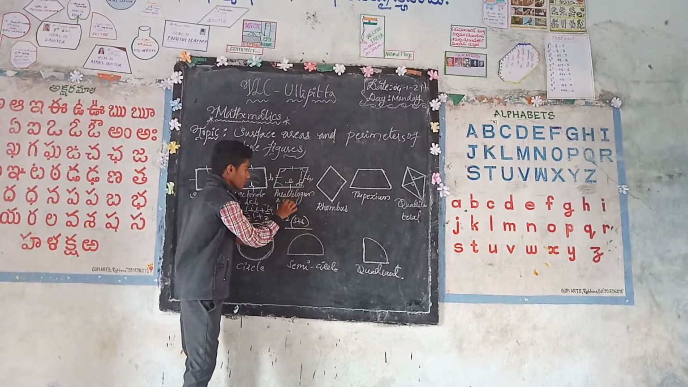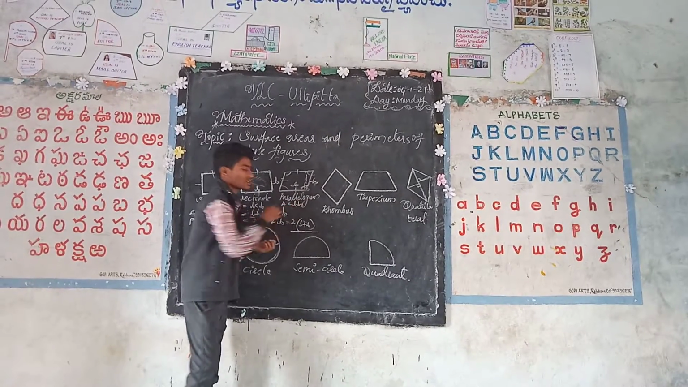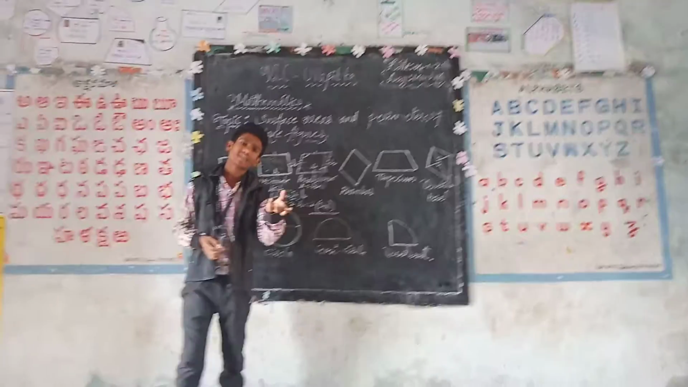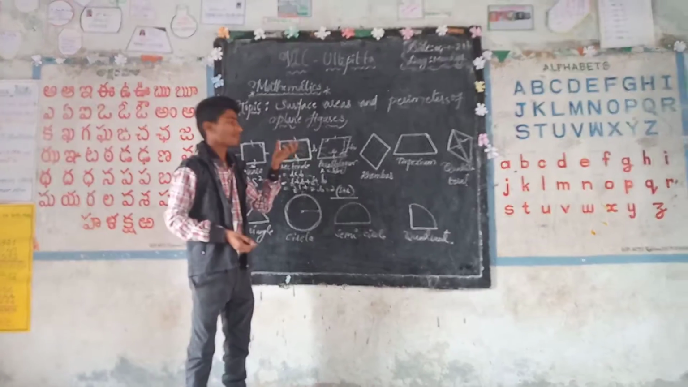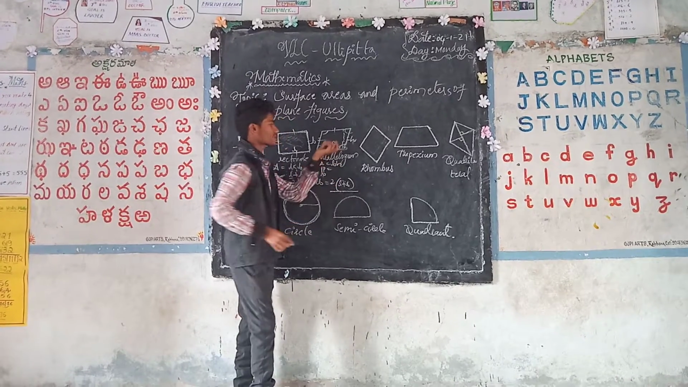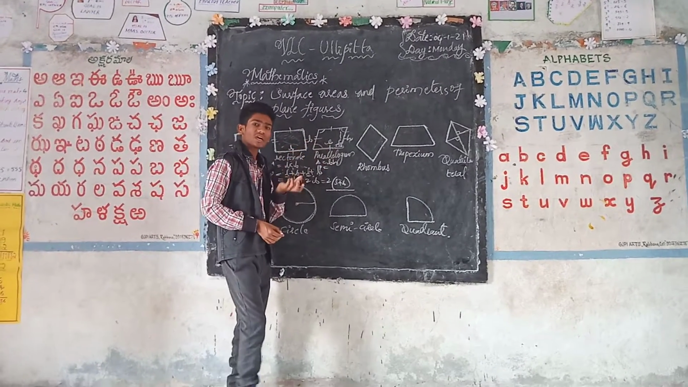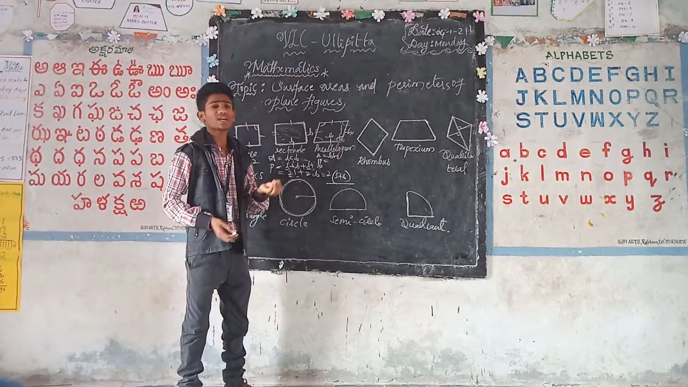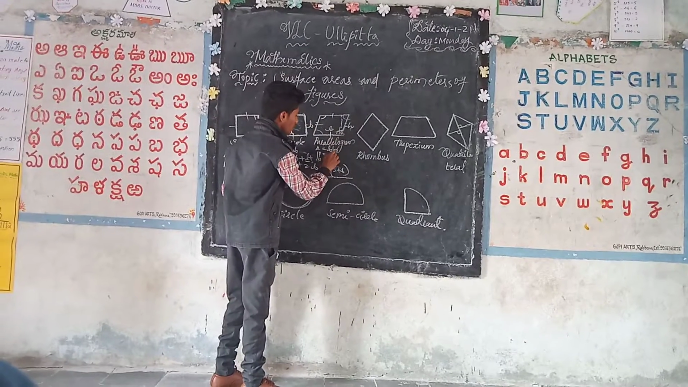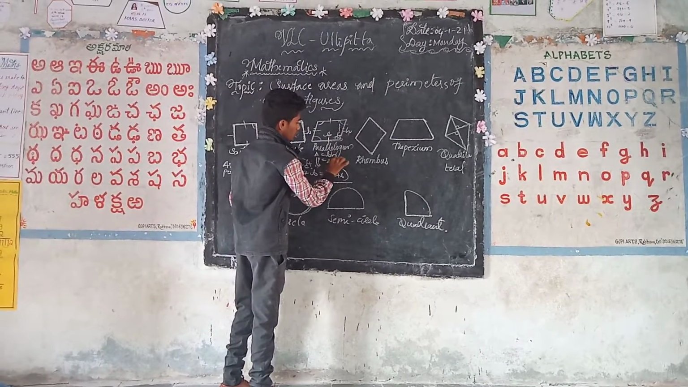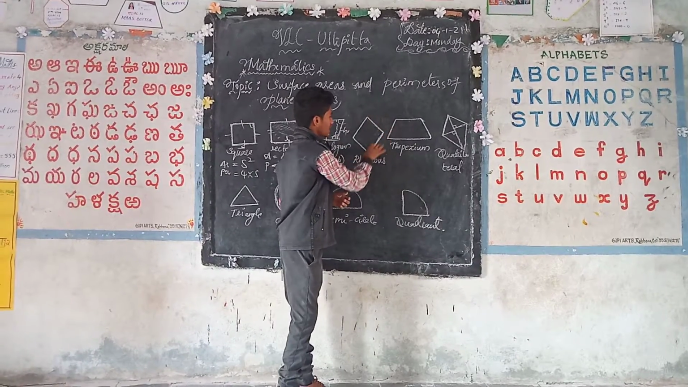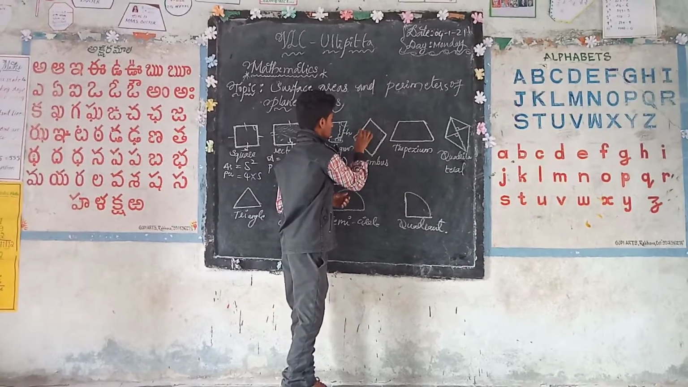Sorry, breadth into base into height, so BH. Always we measure the areas in square meters and perimeters in centimeters only. Now perimeter is the same as the rectangle, 2 times L plus B. If you don't know the formula, if you add all sides, we can get the perimeter, 2 times L plus B.